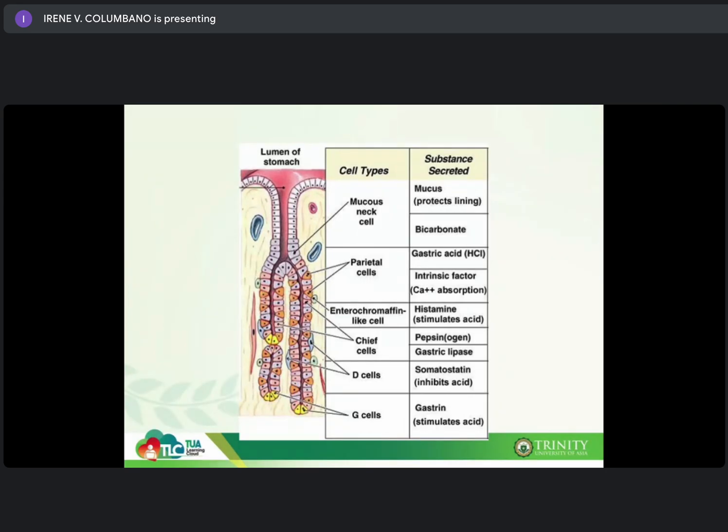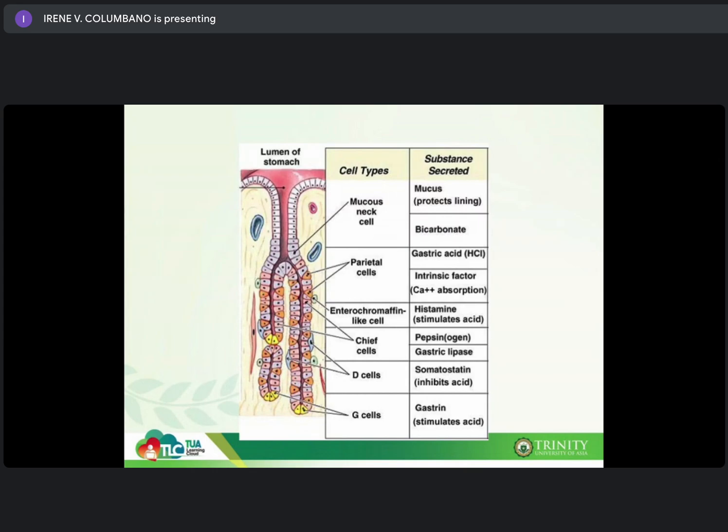So ano ba yung mga substance secreted and ano ba tong cell types natin? So sa stomach, meron tayong mucous neck cell, parietal cells, enterochromaffin-like cell, the chief cells, B cells, and G cells. And the substances secreted are stated here, no? Chief cell, pepsinogen and gastric lipase. B cell, somatostatin, which inhibits acid. G cell, gastrin, which stimulates acid, no? Your enterochromaffin-like cells and your G cells both stimulate acid production, no?